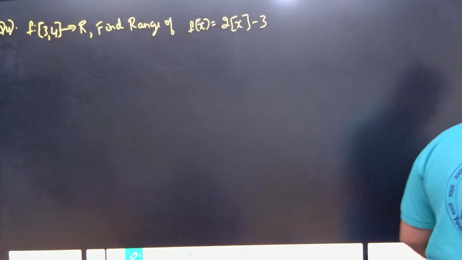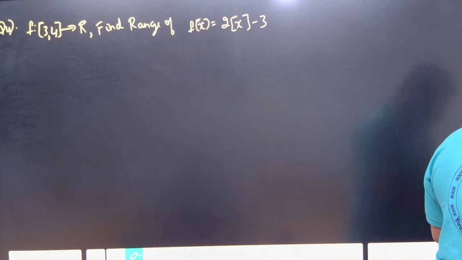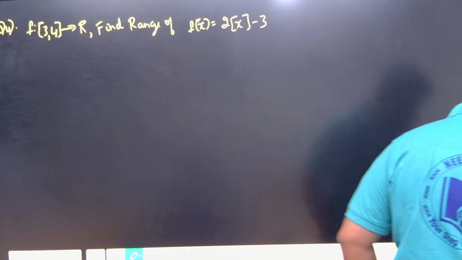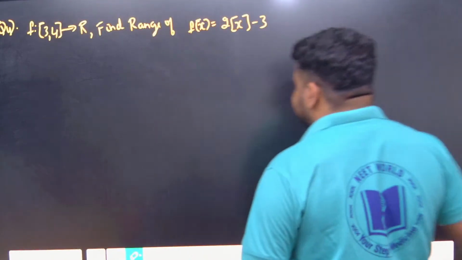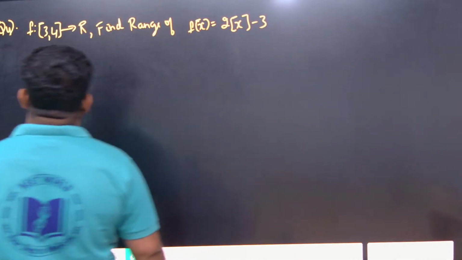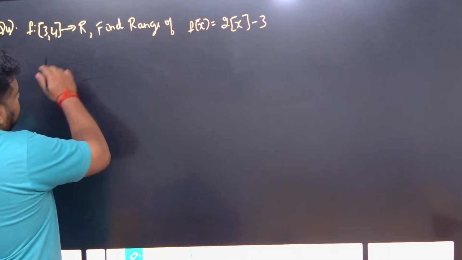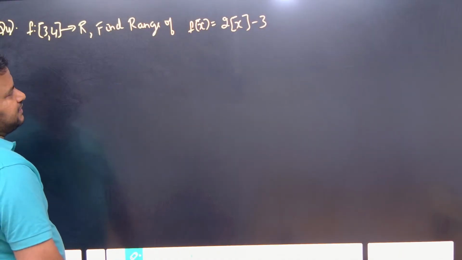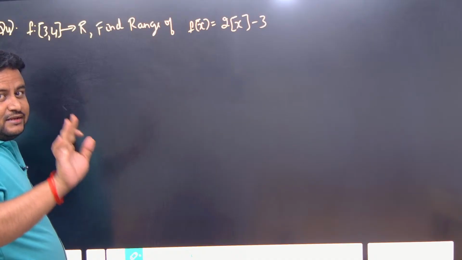Please have a look at this question. Everyone, please have a look. Very important question. Here they have not asked the domain, they are asking the range. Now see here, they are asking f of closed interval 3 comma 4 ranging to R, find the range of f of x is equal to 2 times step of x minus 3. They are not asking the domain, they are asking the range.